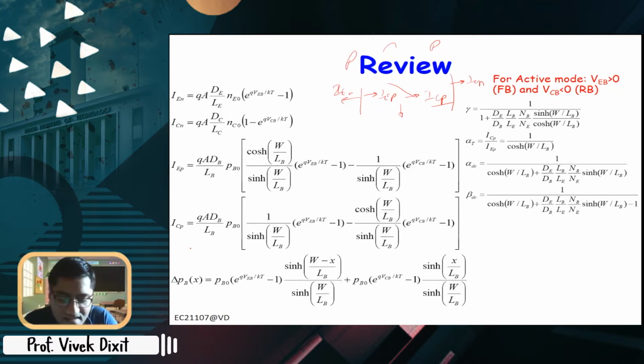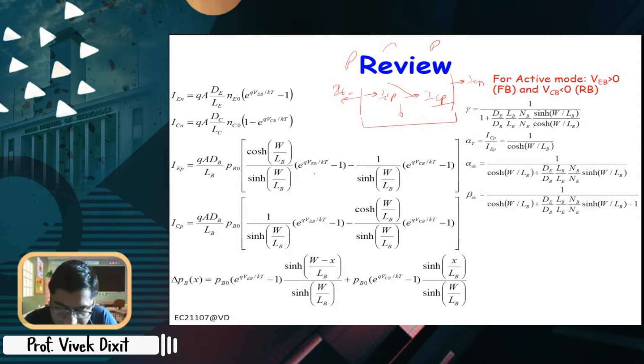Now here you notice the difference. IEN and ICN have the same equation as we saw for the diode. IEP and ICP are slightly modified because of the narrow base. When one side of the junction is narrow, this kind of equation does appear. And even in IEP and ICP, there is some kind of symmetry.